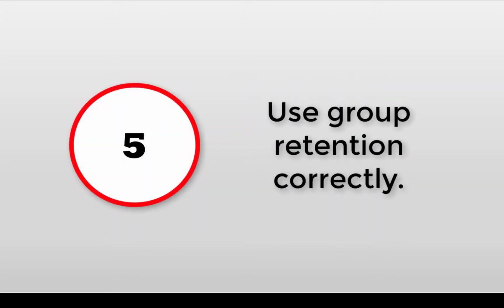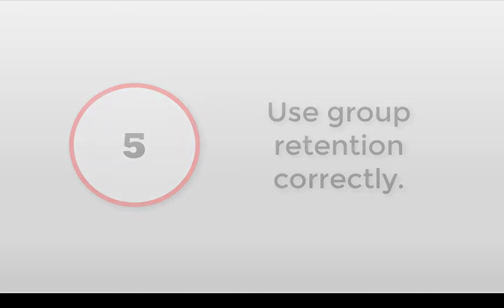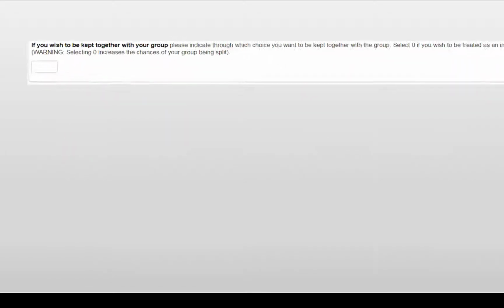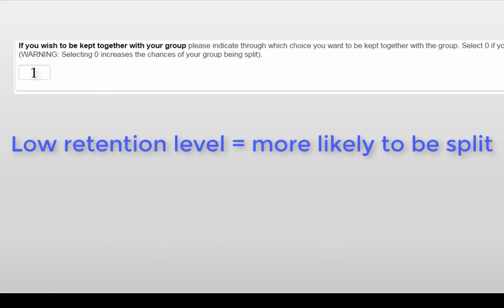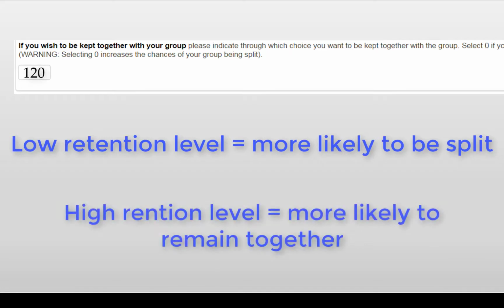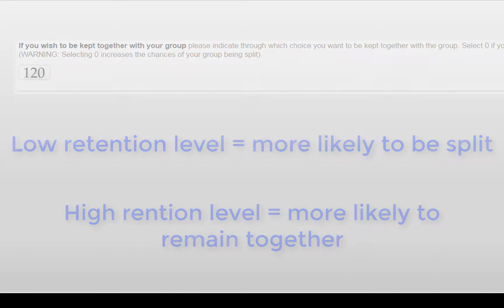Number 5, use group retention correctly. When you apply as a group, you need to set a group retention number, which tells the draw program through how many choices you want to remain with your group mates. If you select 1, the program will only keep your group together through its first choice. After that first choice, you can be split. Set your group retention high to increase the odds of your group being assigned together.